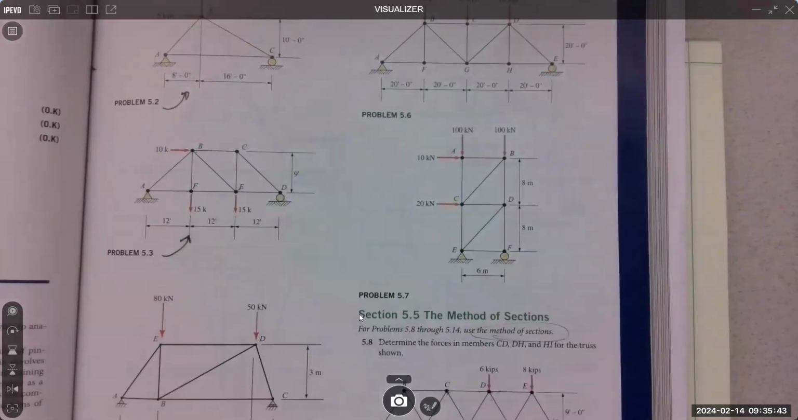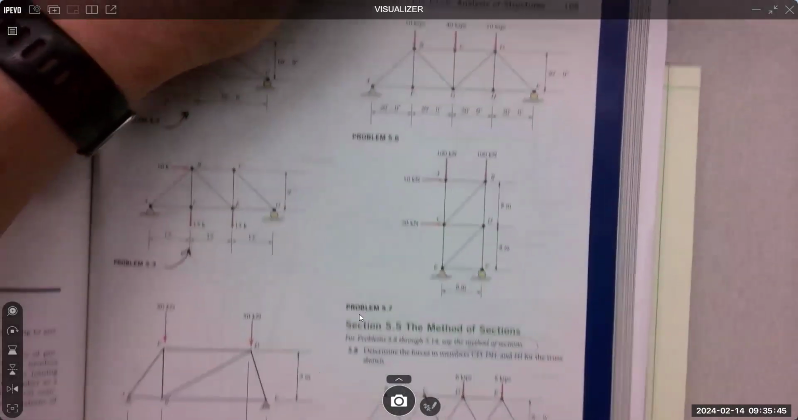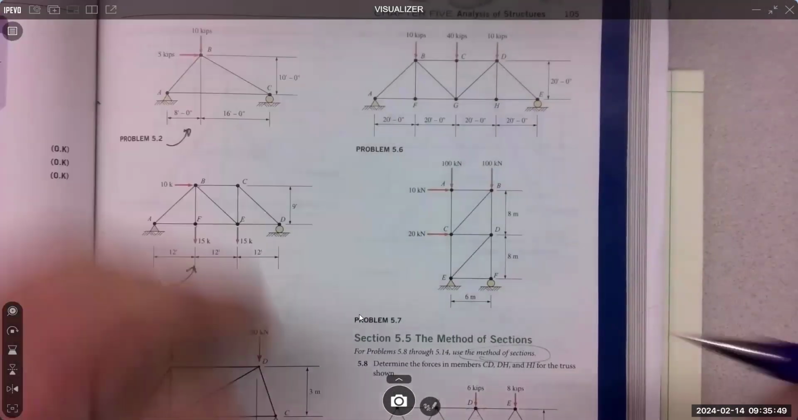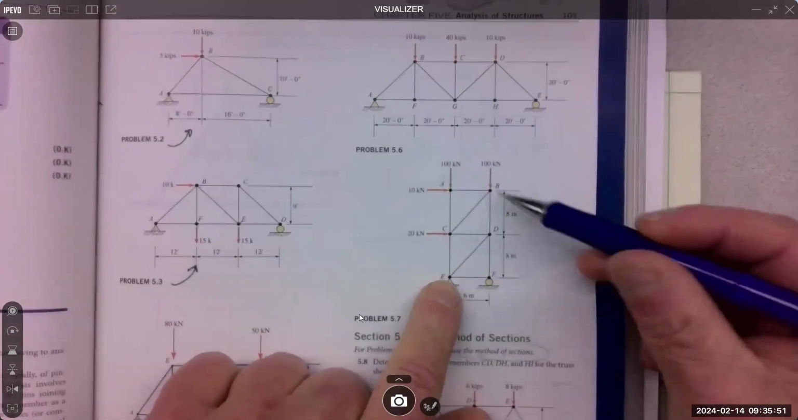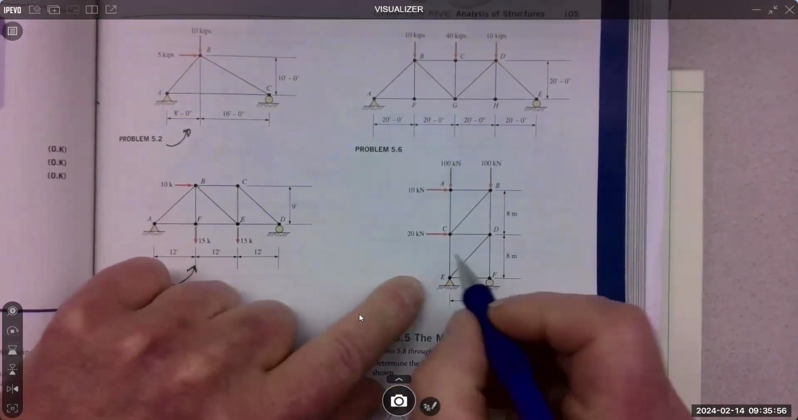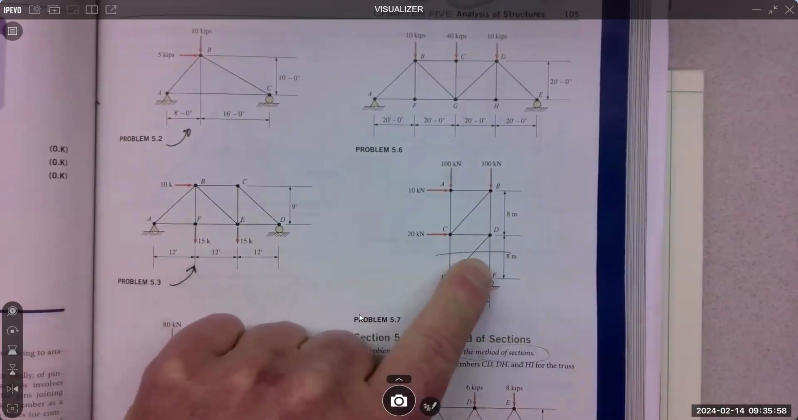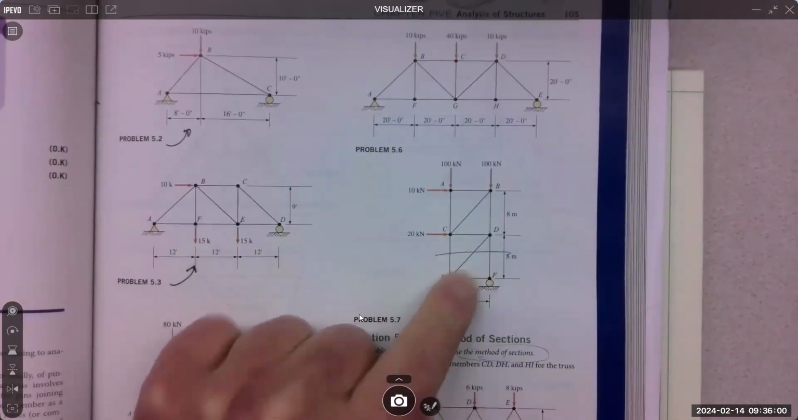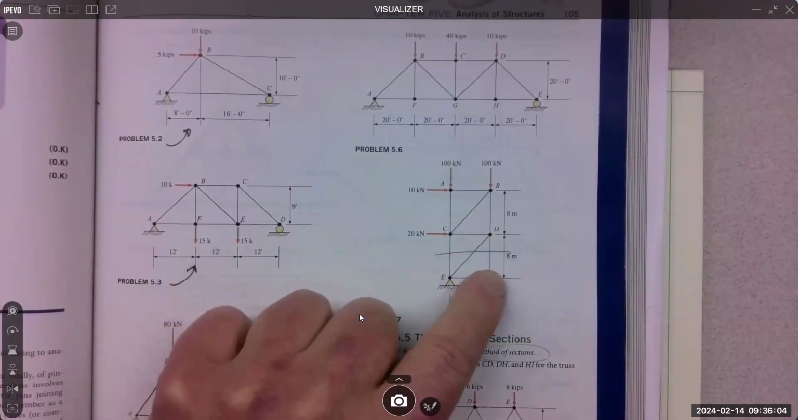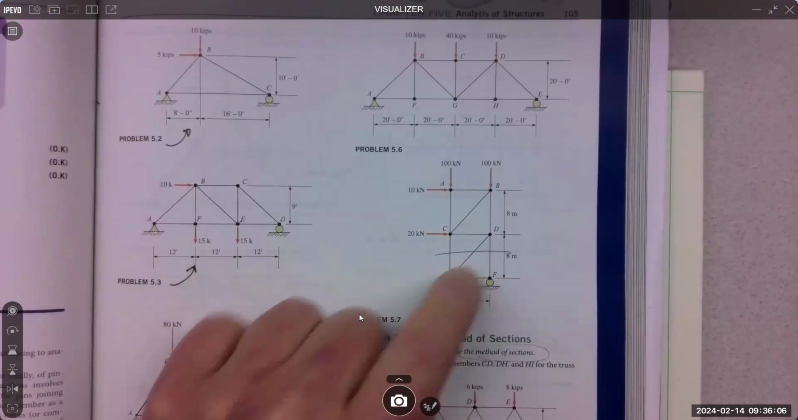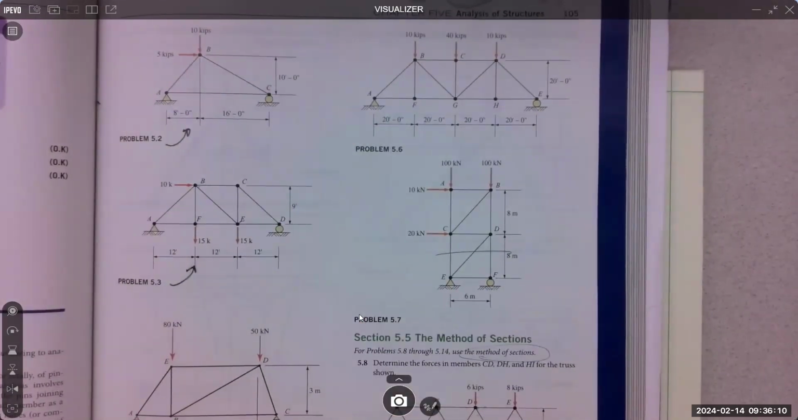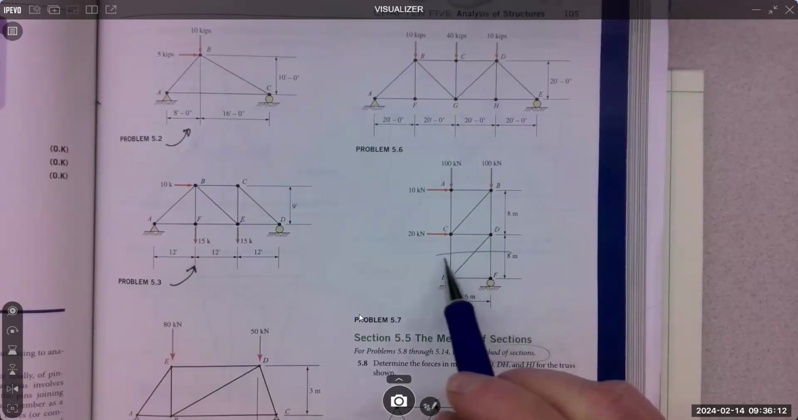So first, let's talk about 7. 7's super long problem, right? A lot going on here. So what I want you to do is solve for these 3 members across the bottom. So make a note on that. I want CE, ED, and DF. Not the whole, you don't have to do the whole truss, is what I'm telling you. Just the bottom 3 members.